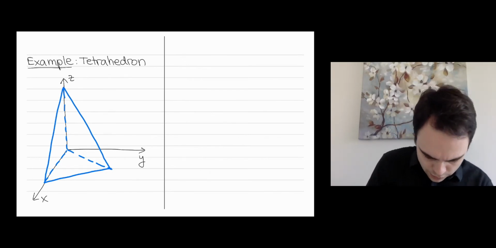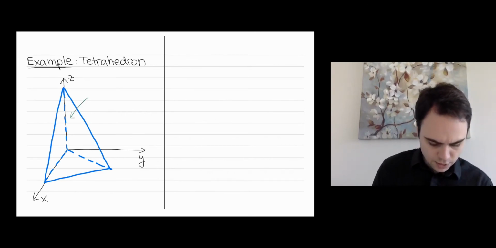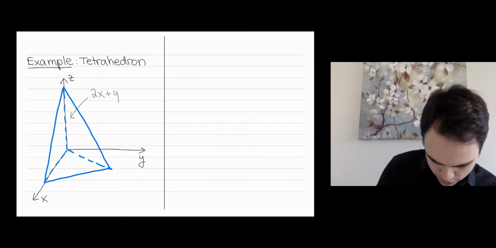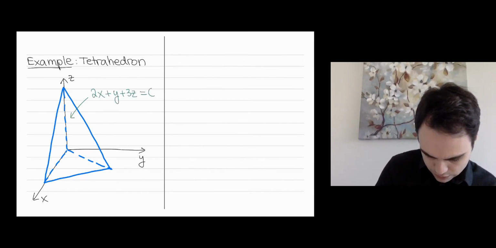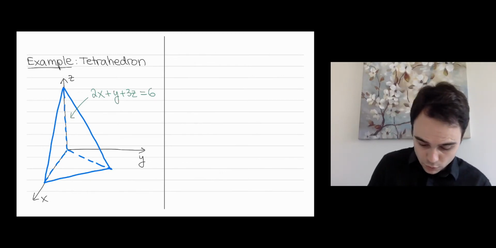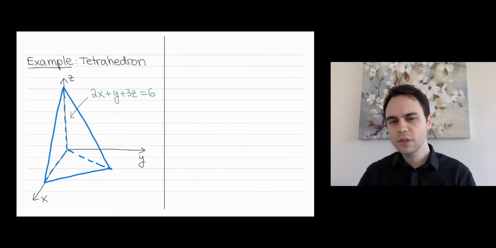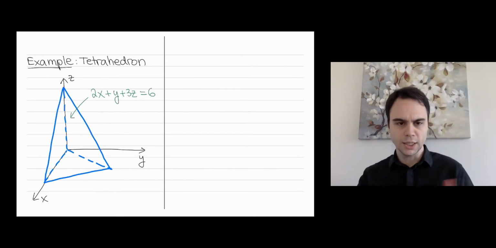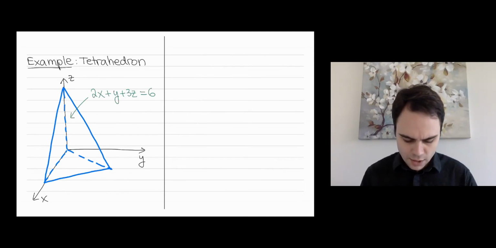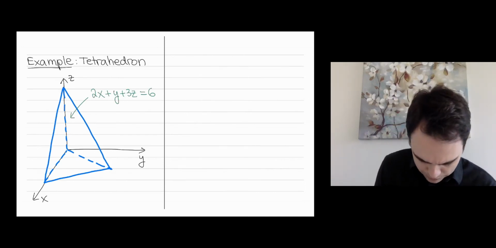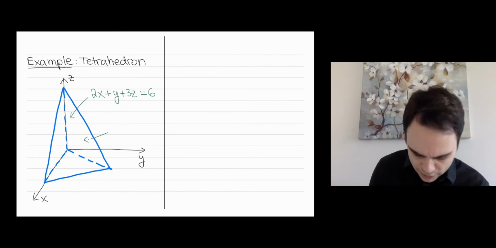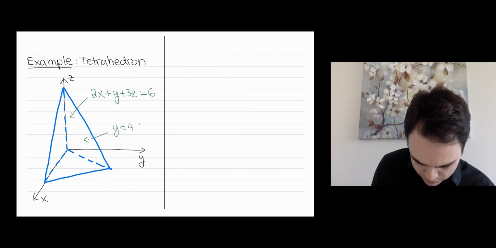So here are the equations. The front face that's closest to us will have equation 2x plus y plus 3z equals 6. I will try to convince you later on that this equation does indeed describe a plane like the one we see. Let me just give you the other equations before I make that point. So this face that's hidden from us, that's closer to the yz plane, has equation y equals 4x.